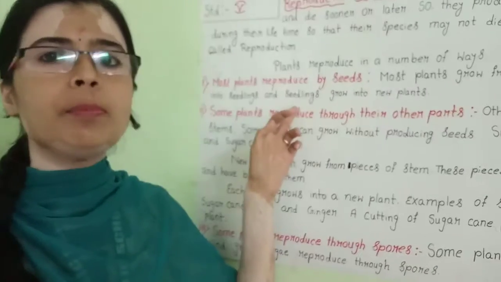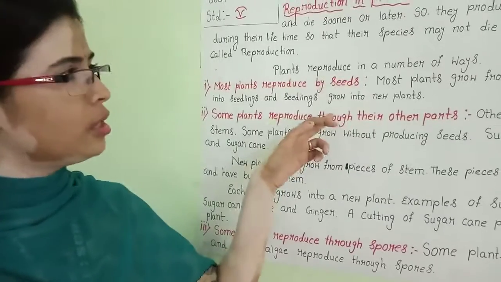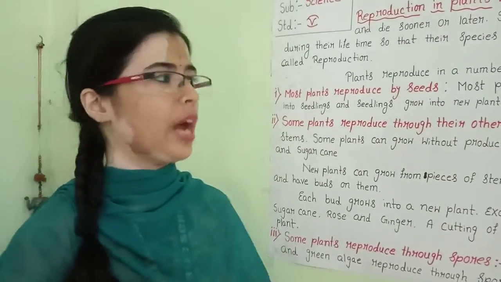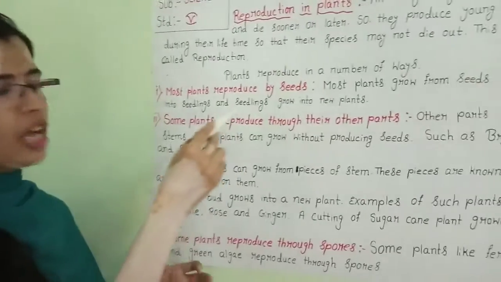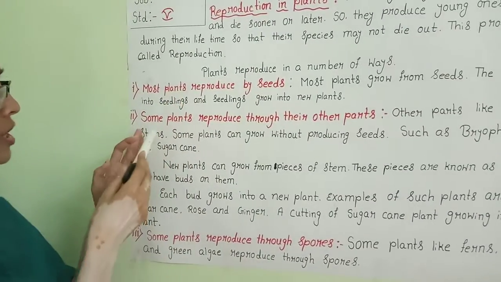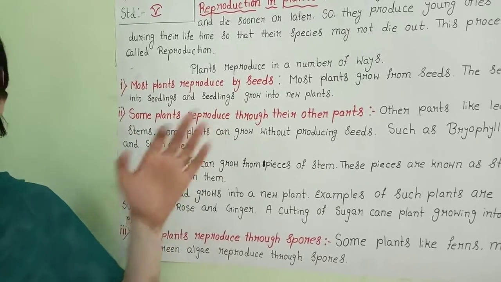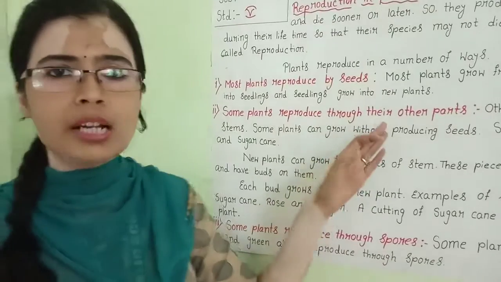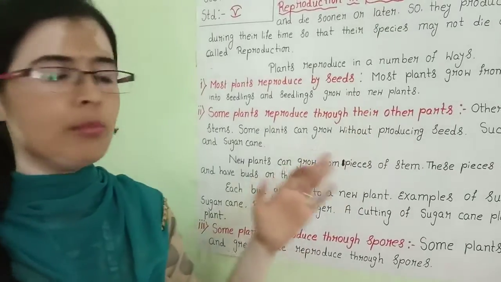First, generally we know that most of the plants reproduce through seeds. Seeds grow into a seedling, and then the seedling grows into a new plant. Later I will discuss more about seeds. Now the second point: some plants reproduce through parts of other plants. What are parts of other plants? That means leaves, stem, root.